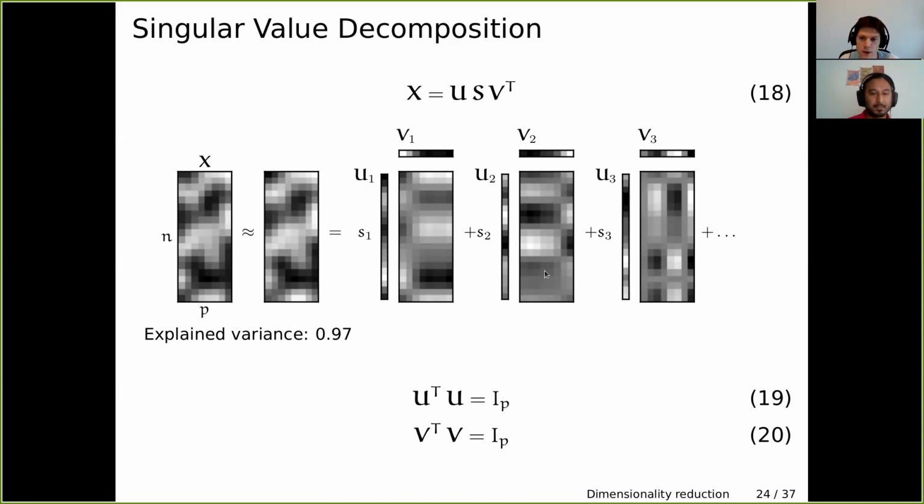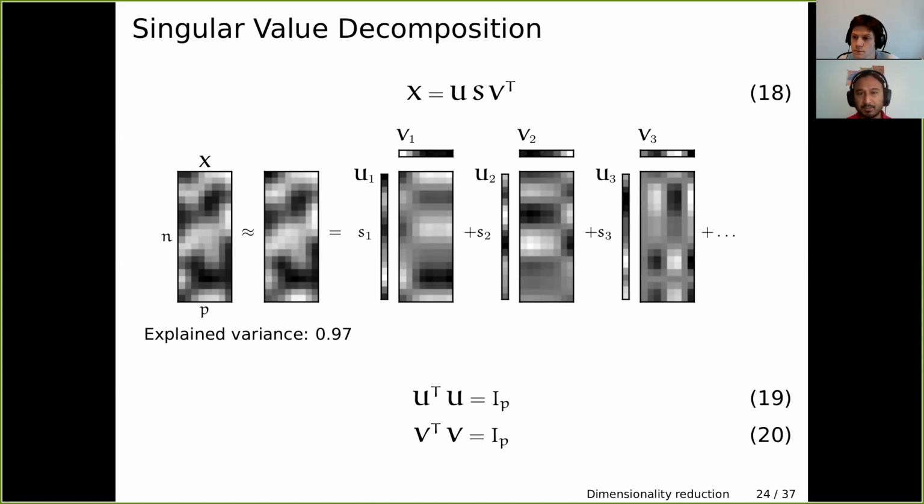And we see here that with only three vectors, by computing the sum of the outer products of three pairs of vectors, I can already get a good approximation of my data matrix X. Yes, so this is actually a really good illustration of reconstruction. I think it's really nice.